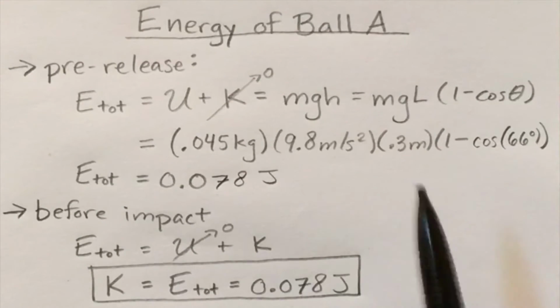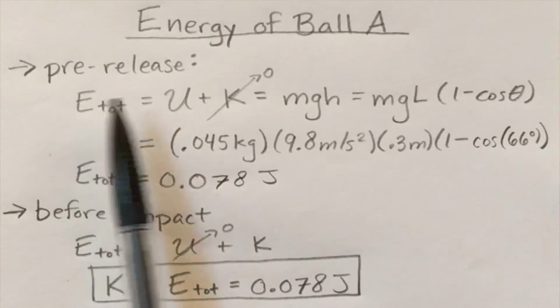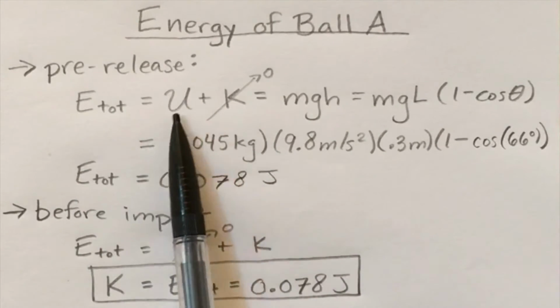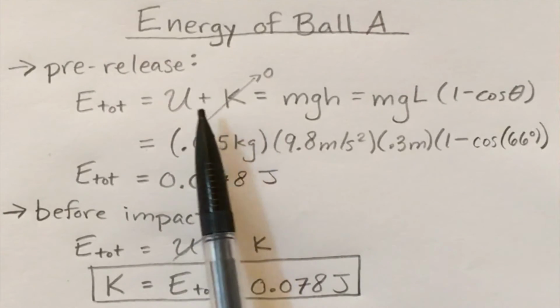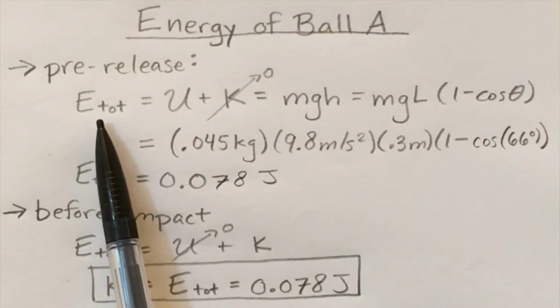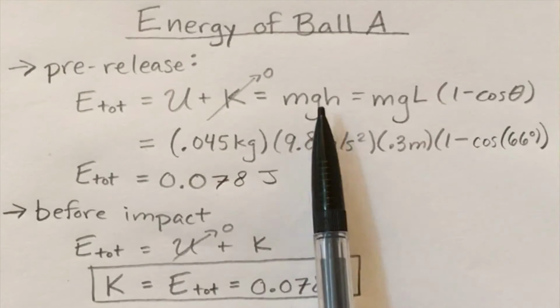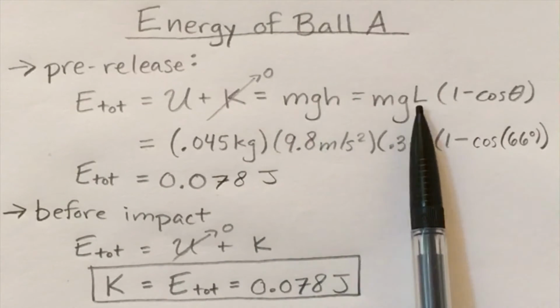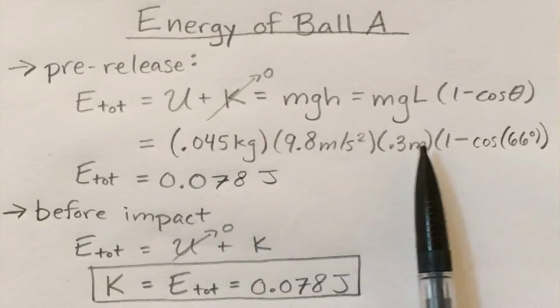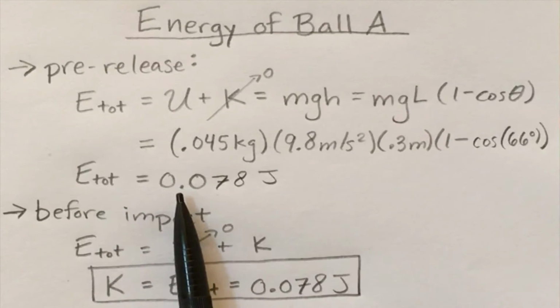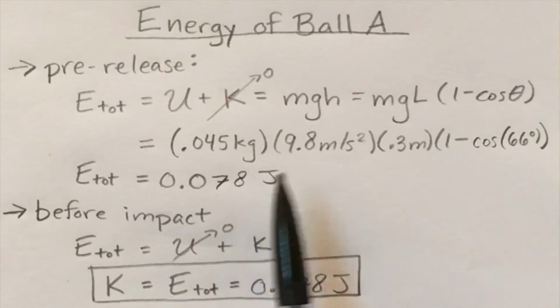Now that we know the height of the ball before it was released, we can calculate its total energy, which is equal to potential energy plus kinetic energy. But because it's not moving, the total energy of ball A before it's released is purely gravitational potential energy. Substituting in the expression for h we just found and plugging in all the values given in the problem statement, we find that the total energy of the ball is 0.078 joules.